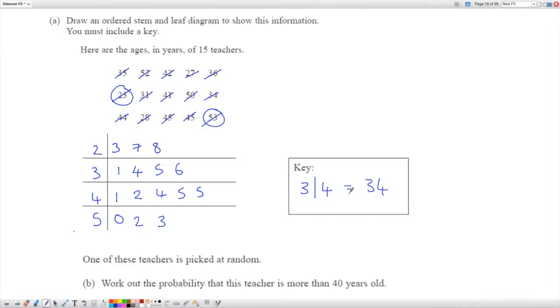We're told that one of these teachers is picked at random and asked what the probability is that this teacher is more than 40 years old. So if the teacher is more than 40, it will be here, here, here, 3, 4, 5, 6, 7, 8. So there are 8 possibilities out of a total of 15. So our probability that the teacher is more than 40 years old is 8 over 15.